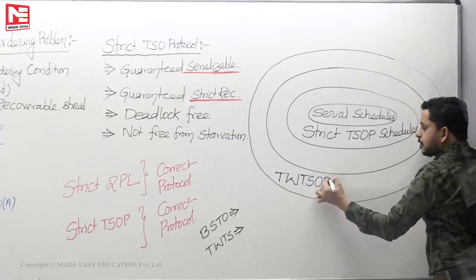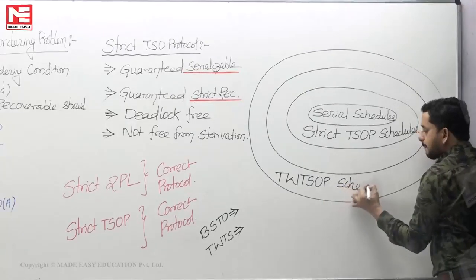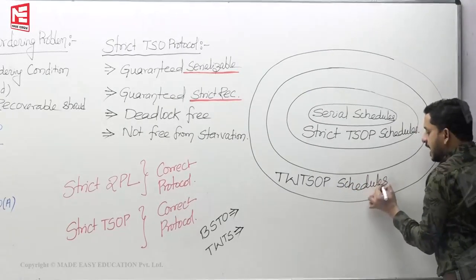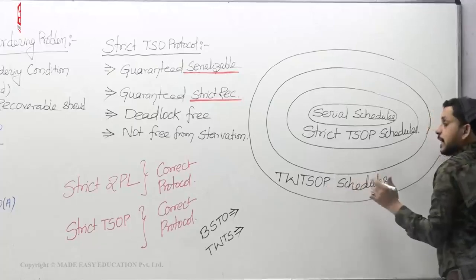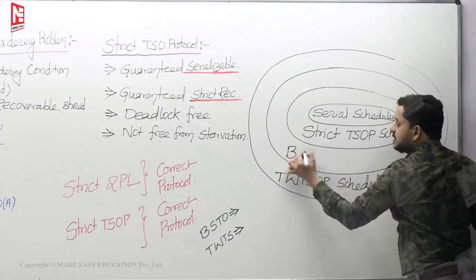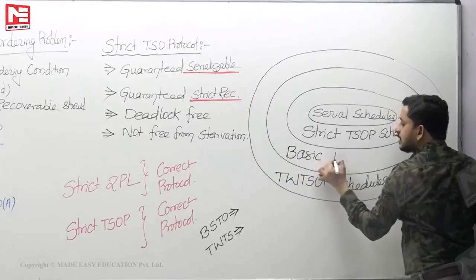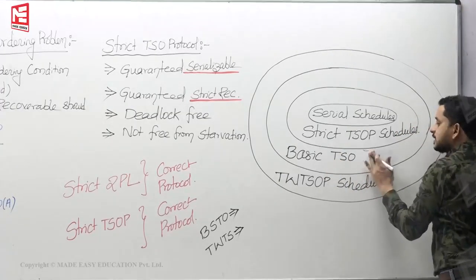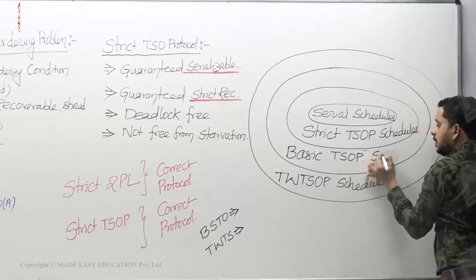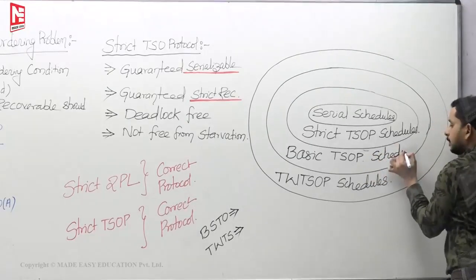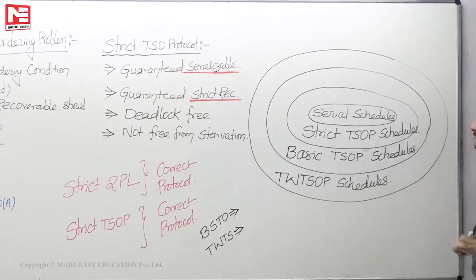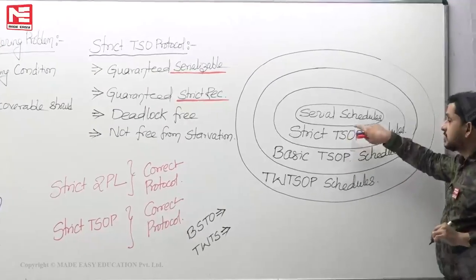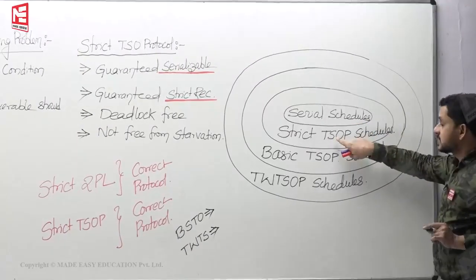Timestamp ordering protocol schedules means schedules which are allowed by Thomas Write rule timestamp order. This one is the basic timestamp ordering protocol, basic timestamp ordering protocol schedules. Is this clear? Serial schedules are always a subset of strict timestamp.